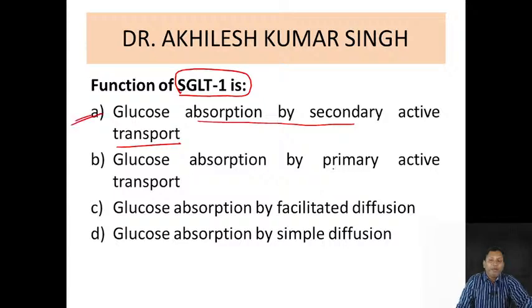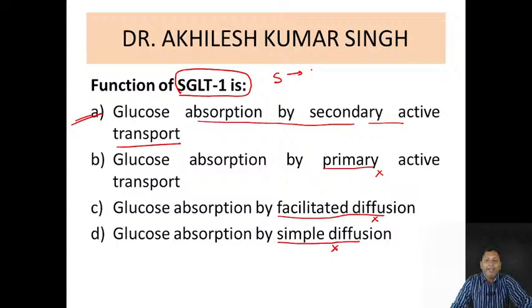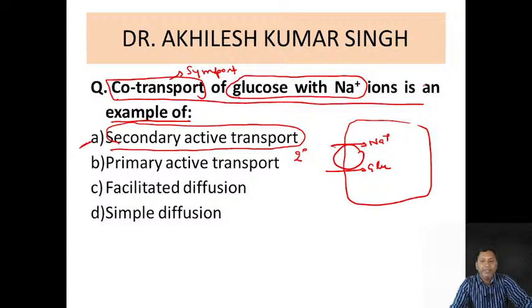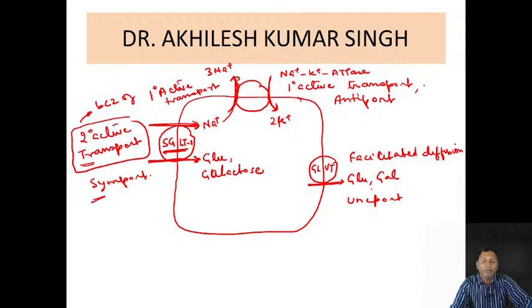The glucose absorption by primary active, it is not primary active. Glucose absorption by facilitated diffusion, it is not facilitated diffusion. Simple diffusion, it is not simple diffusion. So SGLT is what? Secondary active transport, right? So remember here, S for SGLT. SGLT full form is sodium dependent glucose transporter, and S for secondary active transport, right? So SGLT, secondary active transport. Many times in the exam, this question and the previous question also, even in the last MC exam, this question appeared.